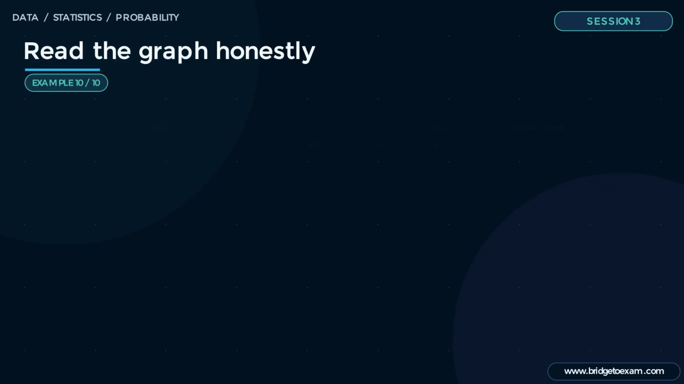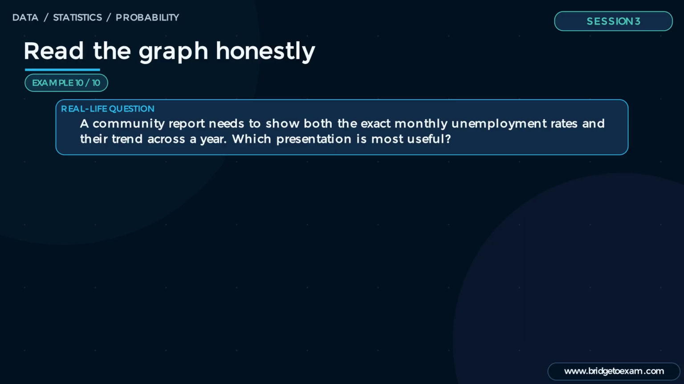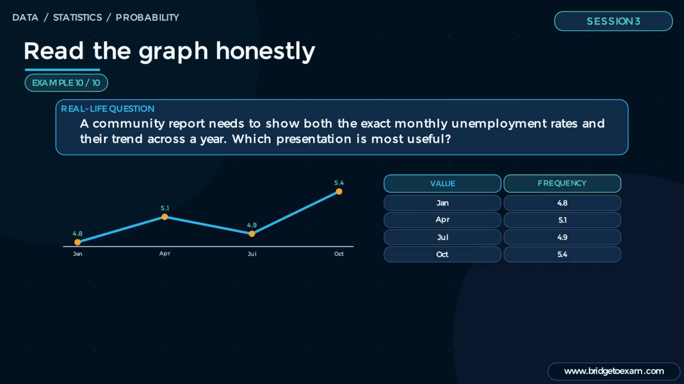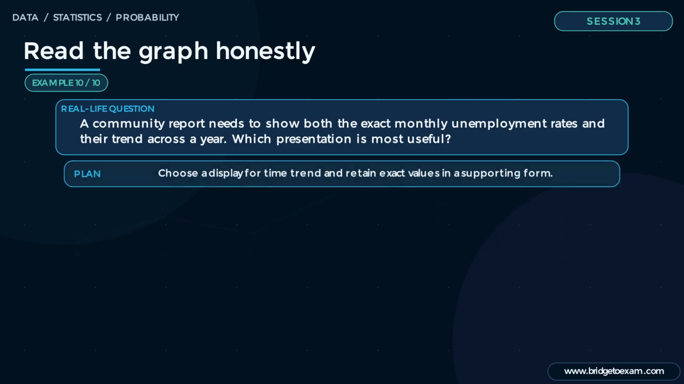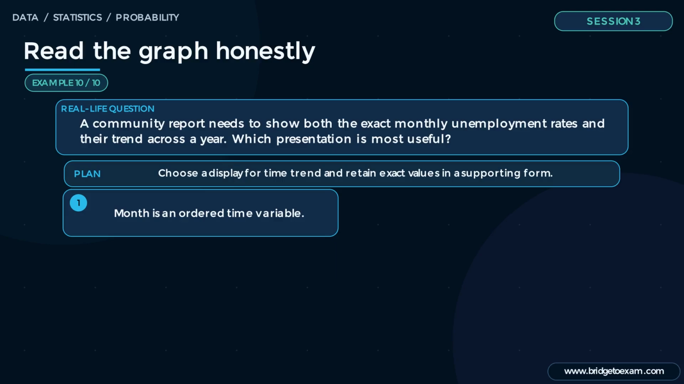Example 10. A community report needs to show both the exact monthly unemployment rates and their trend across a year. Which presentation is most useful? Plan. Choose a display for time trend and retain exact values in a supporting form. Step 1. Month is an ordered time variable. Step 2. A line graph clearly shows the direction and turning points over time.